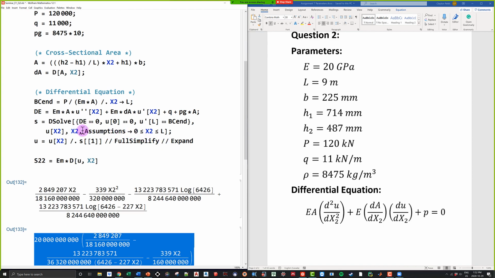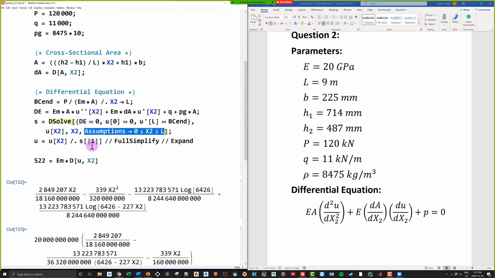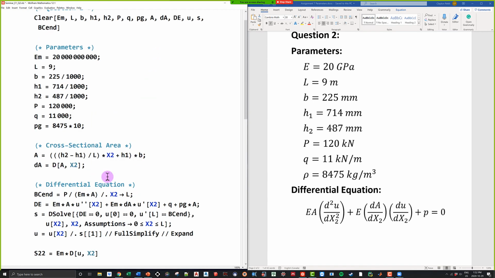So again, the big problem here, make sure you define that domain. If you don't define the domain, you will have an imaginary solution. Of course, you don't want an imaginary solution. But that's it for the question. As you will see, the code required isn't that bad.